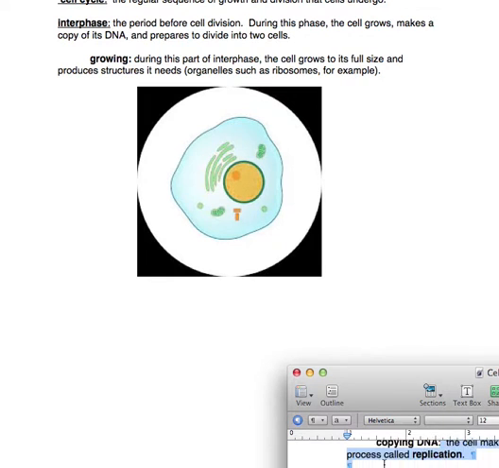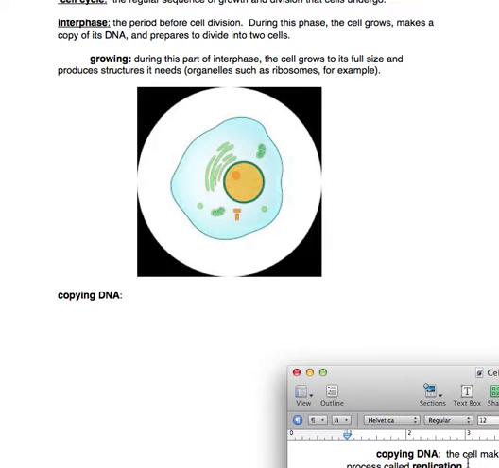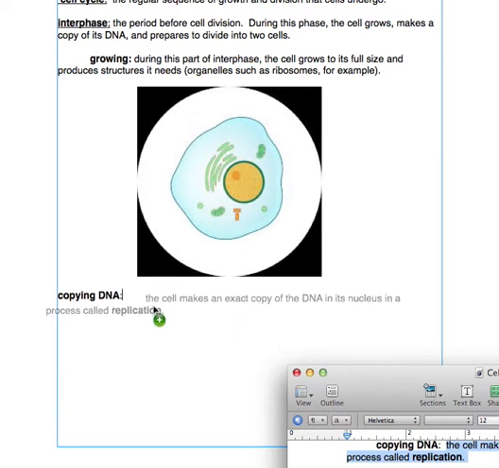Next, the cell needs to make a copy of its DNA. If it's going to split into 2, it needs to make sure it has the same instructions in each half that it splits into. So it has to copy its DNA. The cell makes an exact copy of the DNA in its nucleus in a process that is called replication.